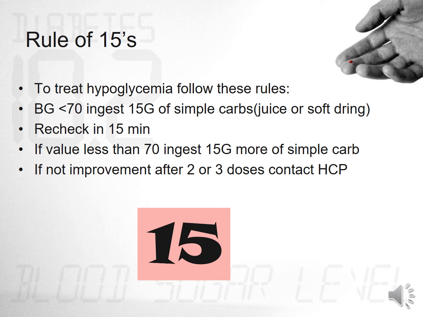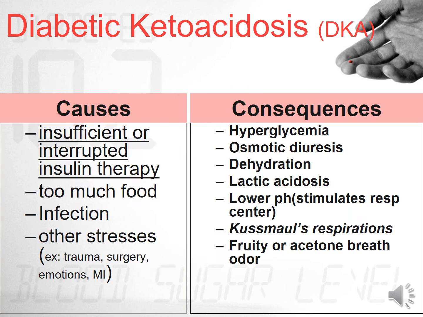Rule of 15 to treat hypoglycemia. Follow these rules. BG is less than 70. Ingest 15 grams of simple carbs, juice or soft drink. Recheck in 15 minutes. If less than 70, give more simple carbs. If not improved in 2 to 3 doses, contact healthcare provider.